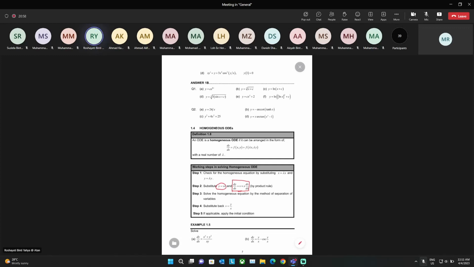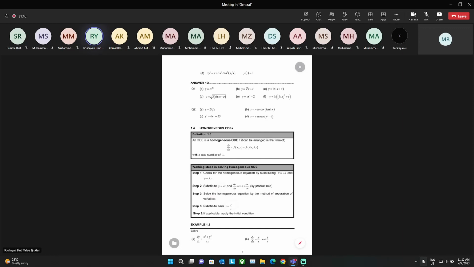After that, step number 3, you need to solve the equation by using the method of separation of variables, the method that we learned last week. And then step number 4, you need to substitute back v. Just now we have y equal to vx, so substitute back v as y over x. And then finally, for the last step, you need to apply the initial condition if given.